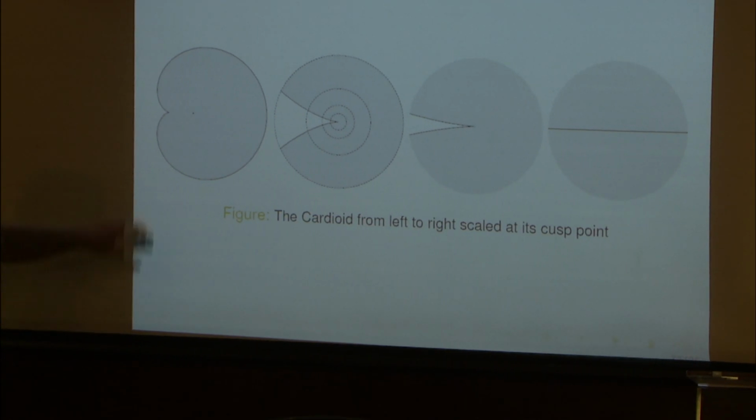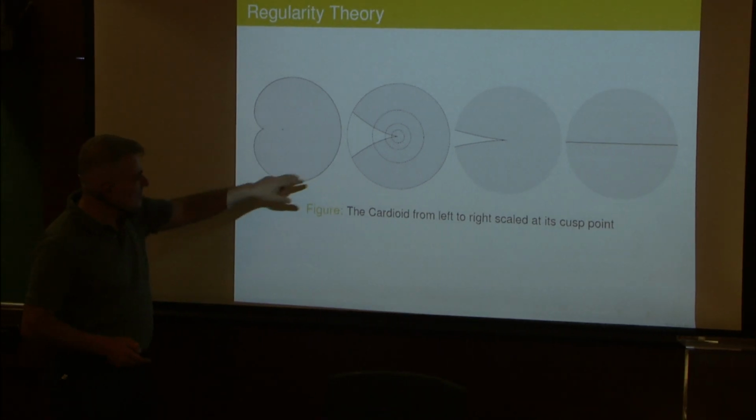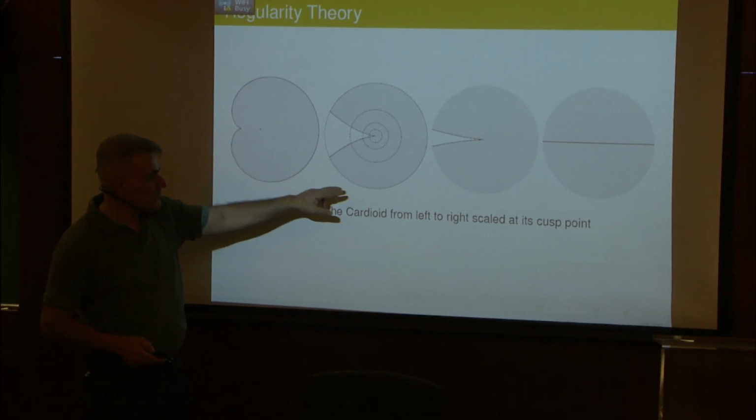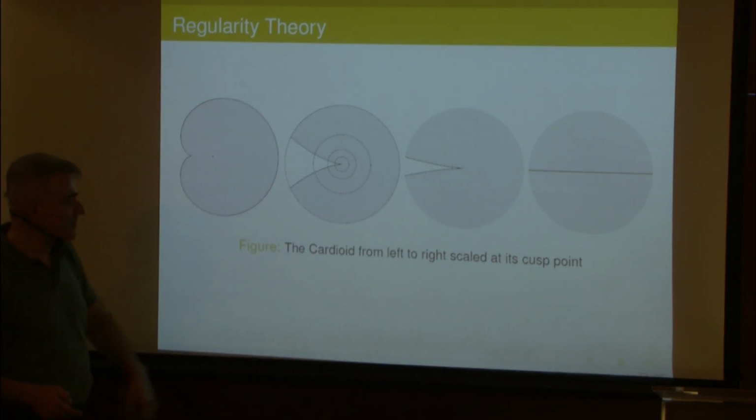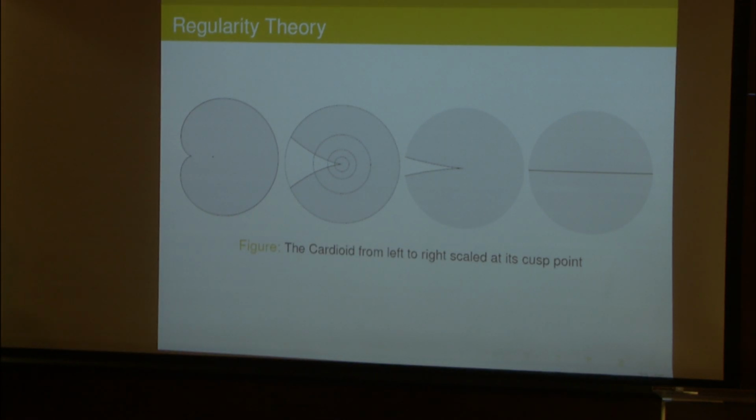Singularities can happen. If you zoom in at this point, the picture will be this. You zoom further, it will be something like this. You zoom further, and then the limit. So that's a cusp point. We don't like these cusp points. So we'll try to avoid them.